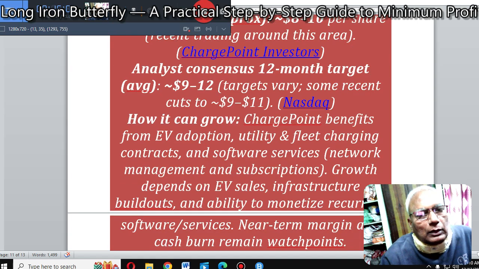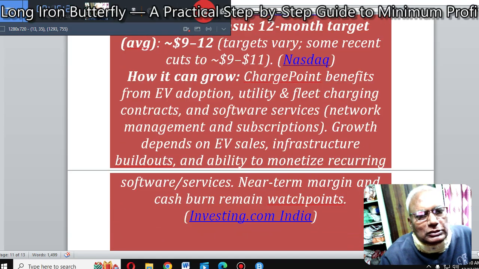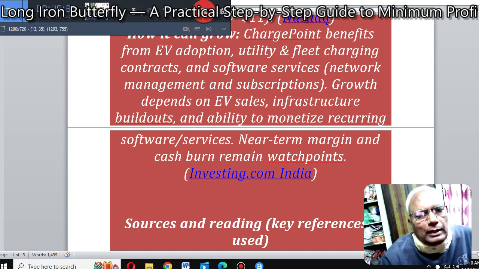How it can grow? ChargePoint benefits from EV adoption, utility and fleet charging contracts, and software services, network management and subscriptions. Growth depends on EV sales, infrastructure builders, and the ability to monetize recurring software services. Near-term margin and cash burn remain watch points.